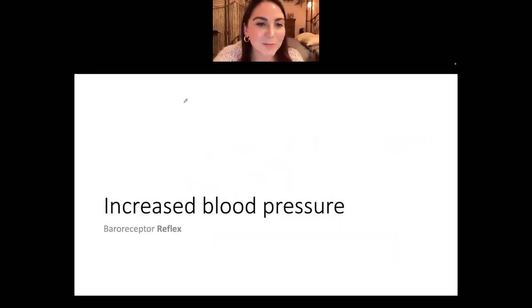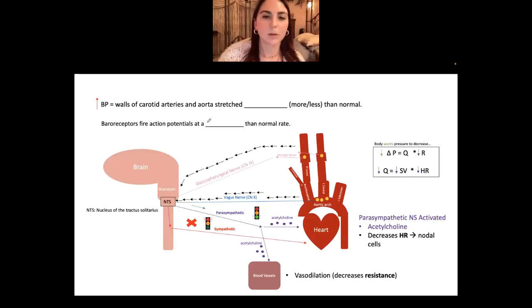All right, so let's talk about baroreceptors in someone with increased blood pressure. With increased blood pressure, the walls of the carotid arteries and the aorta are stretched more than normal, because if blood pressure goes up, there's going to be more blood here. And like I said, baroreceptors are kind of like stretch receptors. So if the blood pressure goes up, the stretch on the wall goes up, and they're going to sense that.